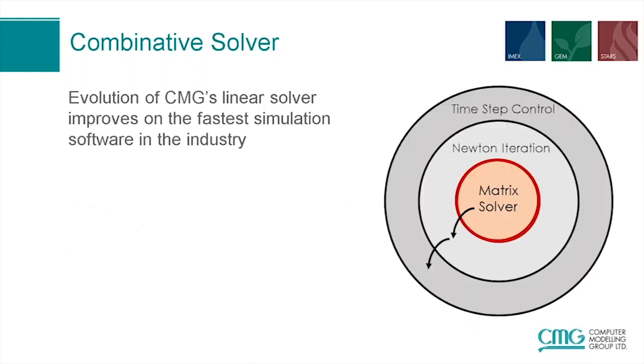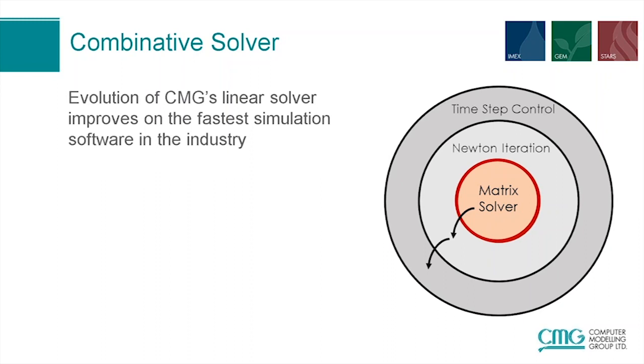AI. So the next improvement I want to talk about is our combinative solver, and this can be found in all three of our simulators, IMEX, GEM, and STARS. Right. So our linear solver has evolved over the years to become very efficient and become the fastest simulation linear solver out there in the industry.